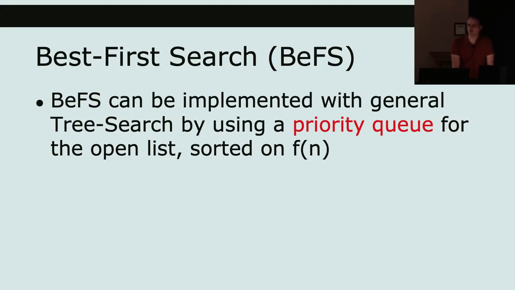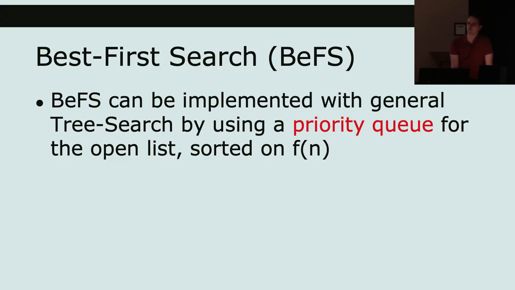And so best first search algorithms can be implemented with the general tree search using a priority queue. So instead of using a queue or a stack or just a vector, typically a priority queue data structure is a data structure which keeps the minimum value in constant time lookup, right? So a priority queue is going to enable us to get that minimum f of n very, very quickly.